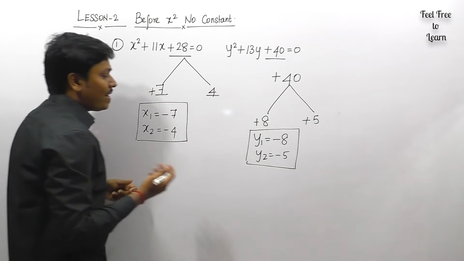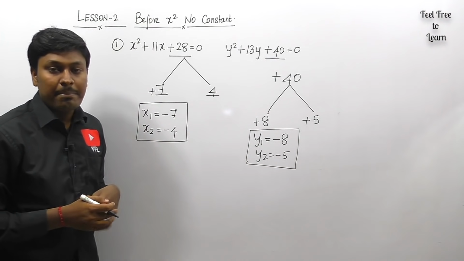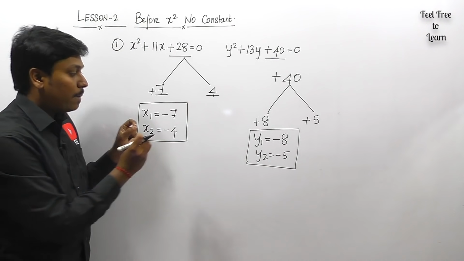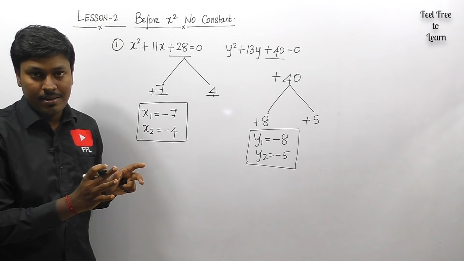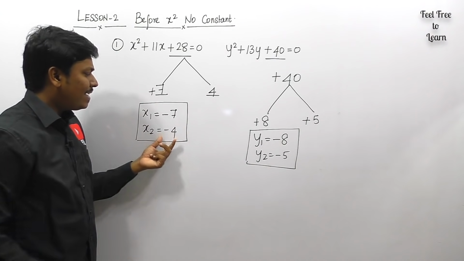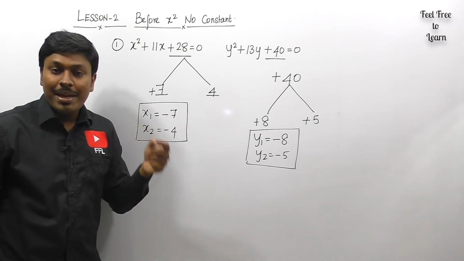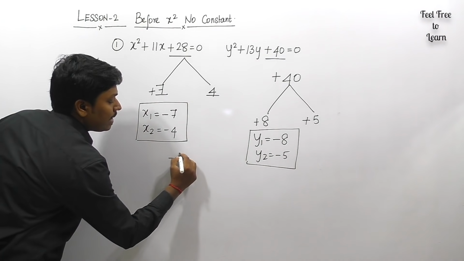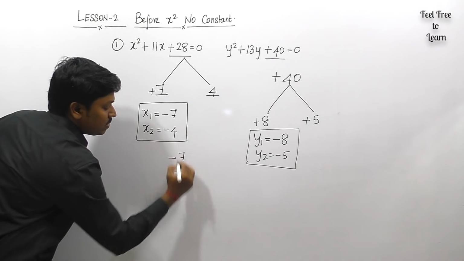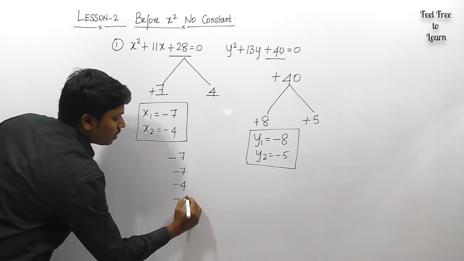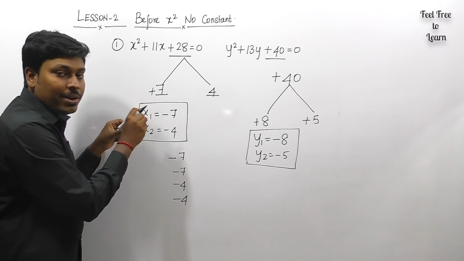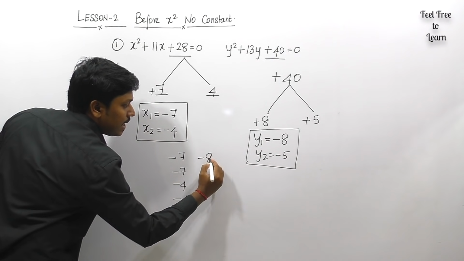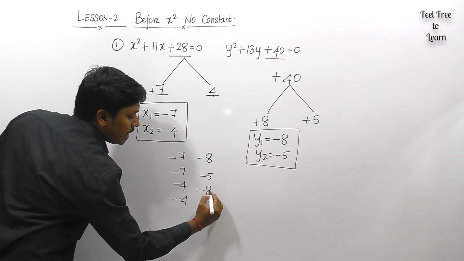So friends, after finding the value of x and y, we need to compare them. I think in lesson number 1 itself, I have told you how to compare these values, which is most important. Comparison is important. Finding a value is easy, but students make mistakes while comparing values. So friends, listen here. x1 will be minus 7, x2 will be minus 4. The concept is we need to compare all the x values with the y values, right? And here y1 is minus 8 and y2 is minus 5.